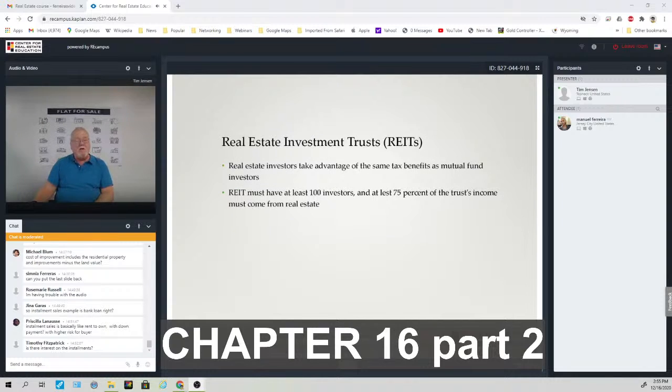Real estate investment trusts are organizations that come together, sell bonds or something on the open market to raise funds, and those funds they raise are used to buy properties that produce income. Now, real estate investors can take advantage of the same tax benefits as mutual fund investors. A real estate investment trust must have at least 100 investors, and at least 75% of the trust income must come from the real estate operations, the income derived by the properties.